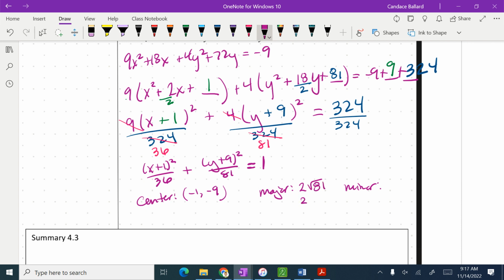So what is the square root of 81? 9. 2 times 9 is 18. Good. And then our minor, I'm going to do 2 times the square root of 36. So what's the square root of 36? 6, and 2 times 6 is 12. So the length of our major is 18 and the length of our minor is 12.